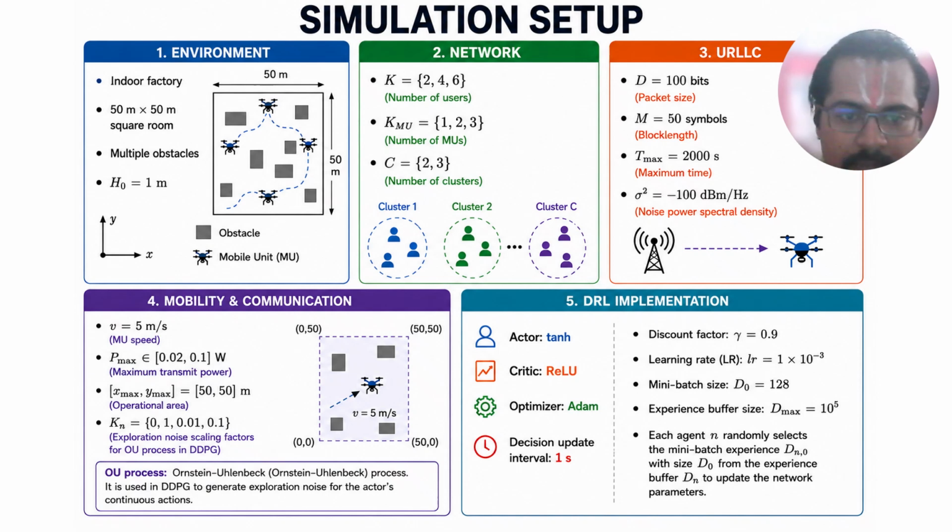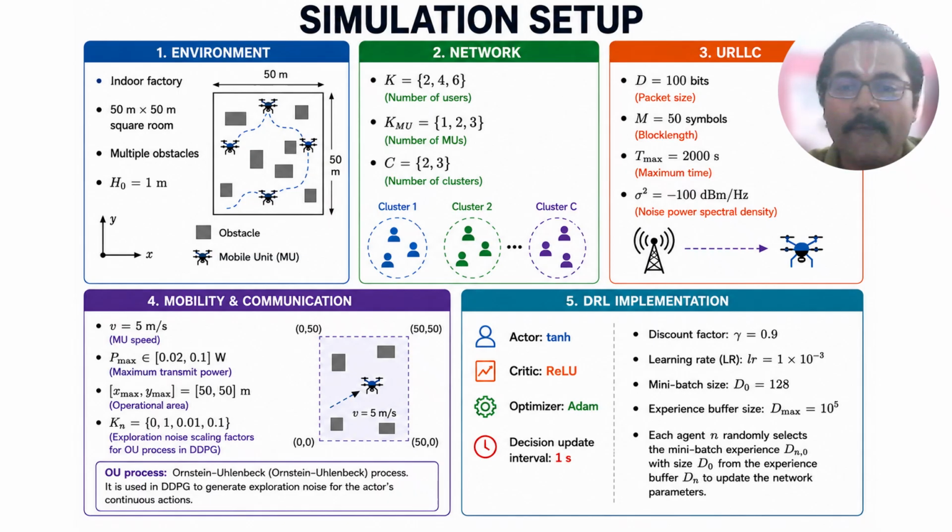Why? Because your state includes position. What are the values of that position, and what is the maximum value? Here we have to define it. Next is exploration noise and scaling factors in the deterministic policy gradient. These are the values you can see.